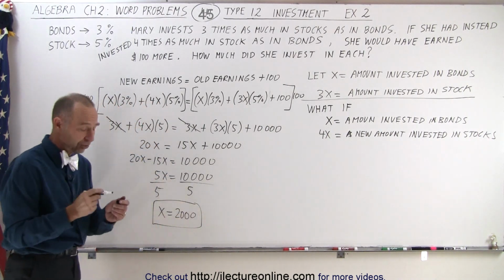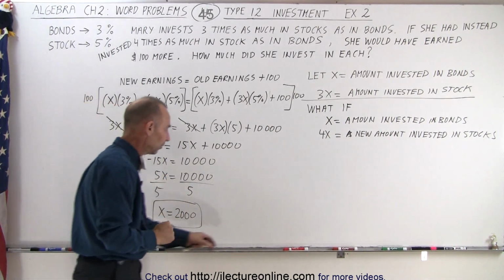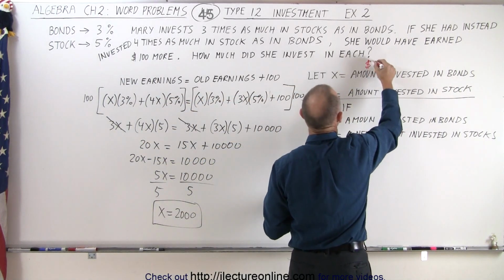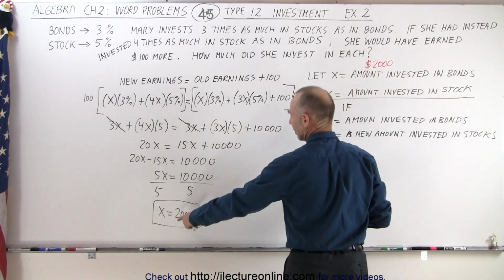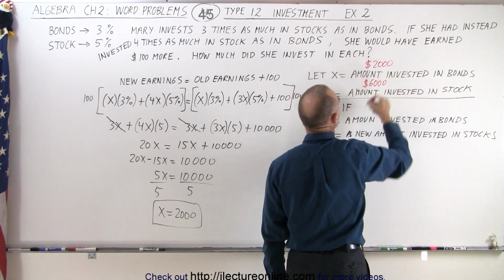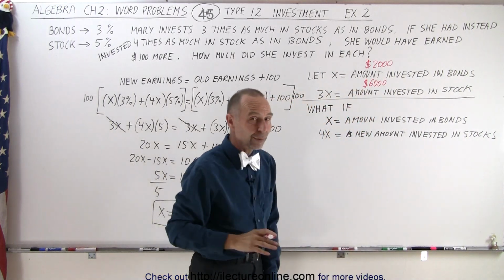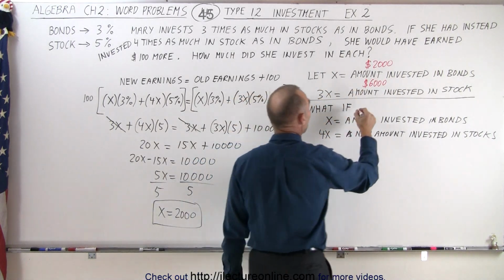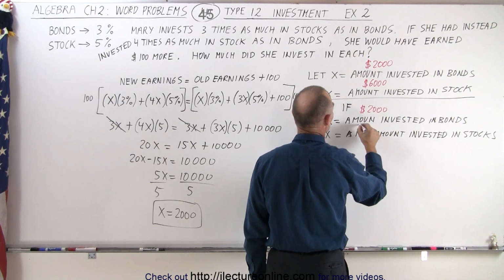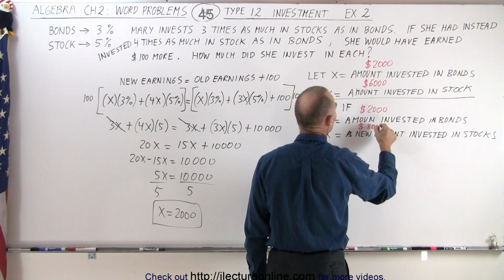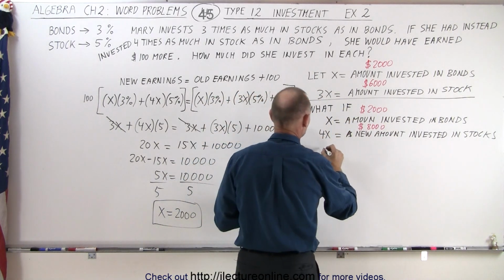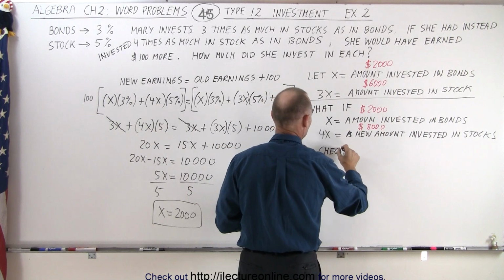Now, can we answer the question? I believe we can. We have x equal to the amount invested in bonds, which means that 2,000 was invested in bonds, and 3 times as much, 6,000, was invested in stock. If we play the what-if scenario, then we would have 2,000 invested in bonds and 4 times as much, or 8,000, invested in stock. Let's now do a check to see how much we would have earned in each case.